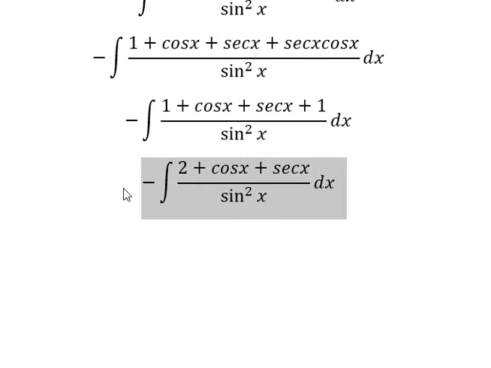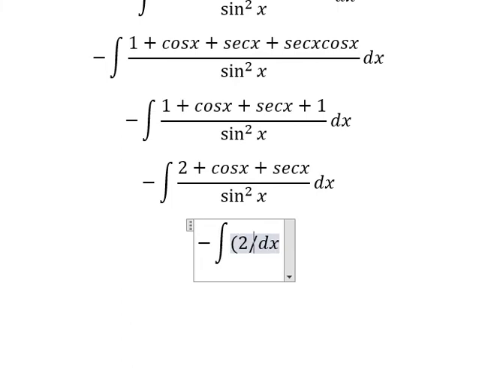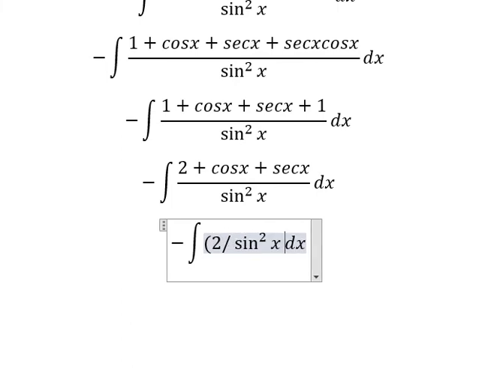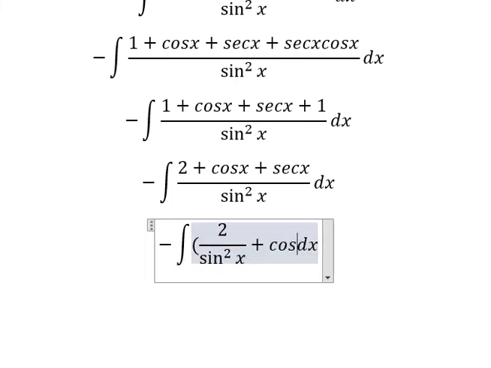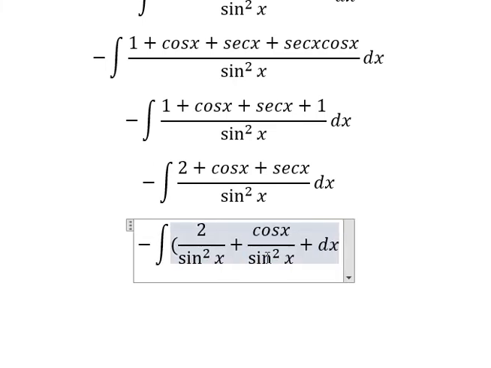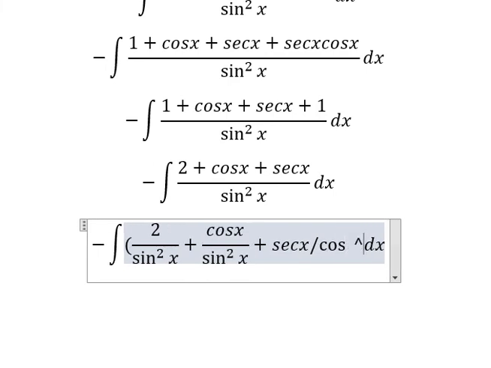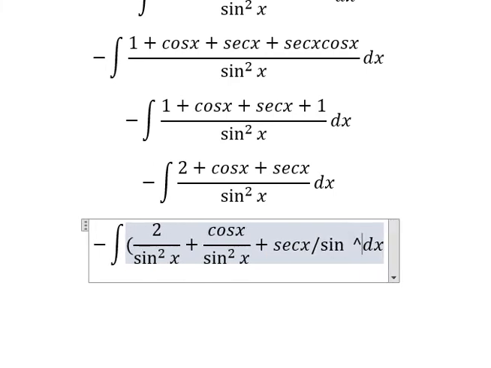Next, we divide this one into 3 fractions. The first one is about 2 over sin s squared. The second one that's about cosine s over sin s squared. And the last one is about secant of s over cosine s squared, sin s squared.